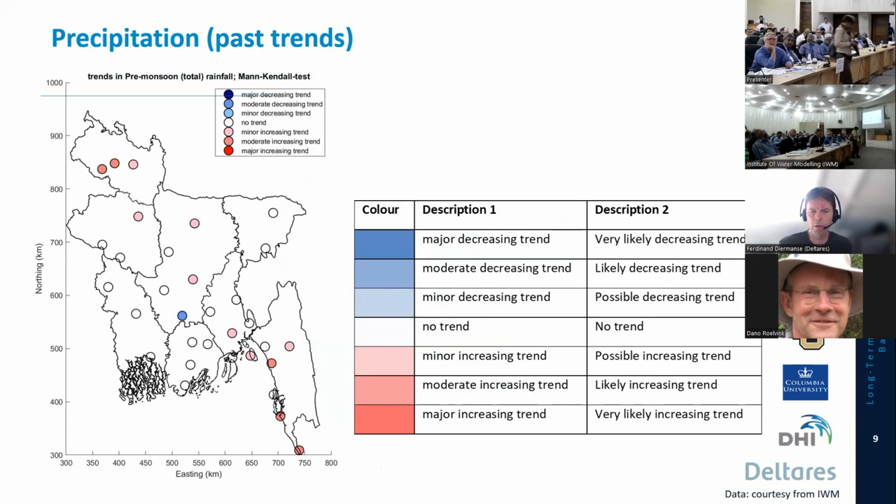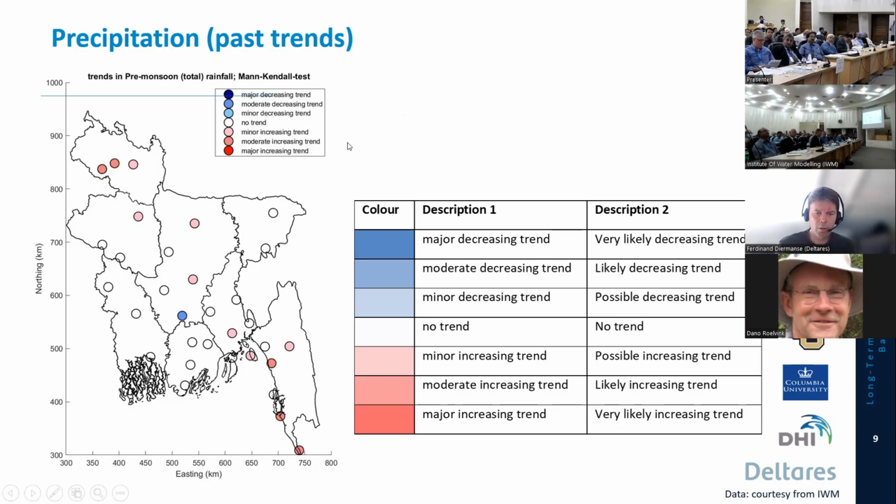And let's say the different colors that you see are shown in the table. So in dark blue, if a location is colored in dark blue, that means it has a major decreasing trend. If it's light blue, then it has a minor decreasing trend. And the red colors indicate increasing trends. And circles that have no color, those are the locations for which no trend was observed.